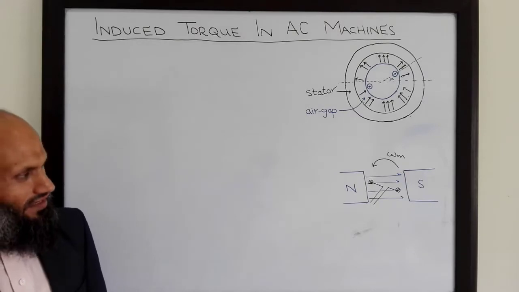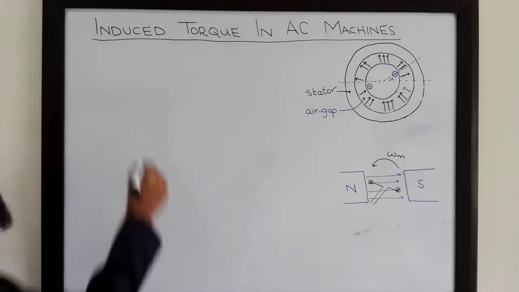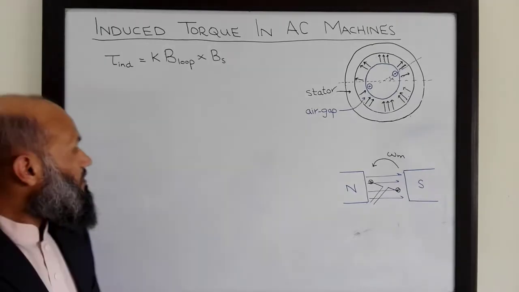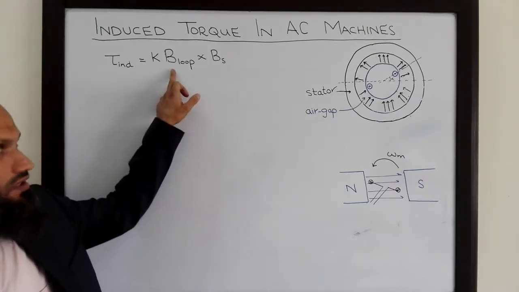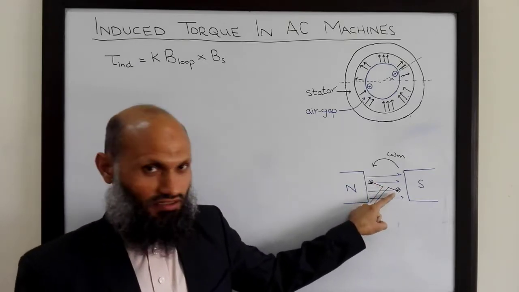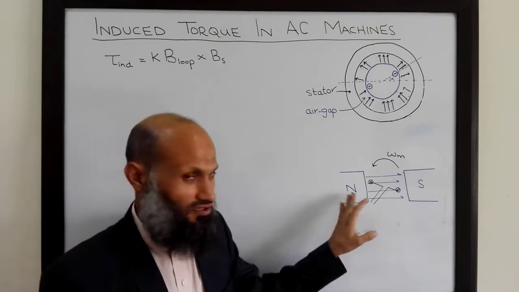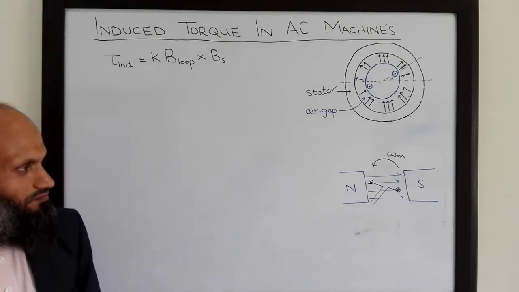In our initial lectures on AC machines, we started with a rectangular loop of wire rotating in a uniform magnetic field created by flat poles. We derived an expression for induced torque in this loop. That torque was given by this relation, where B_loop is the flux density vector due to current in this loop of wire, and B_s is the flux density vector due to these magnets.